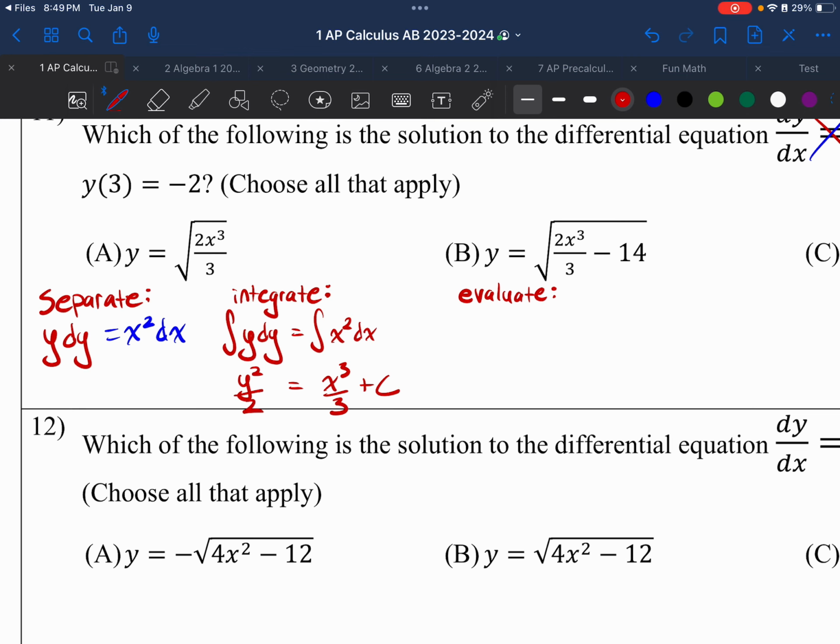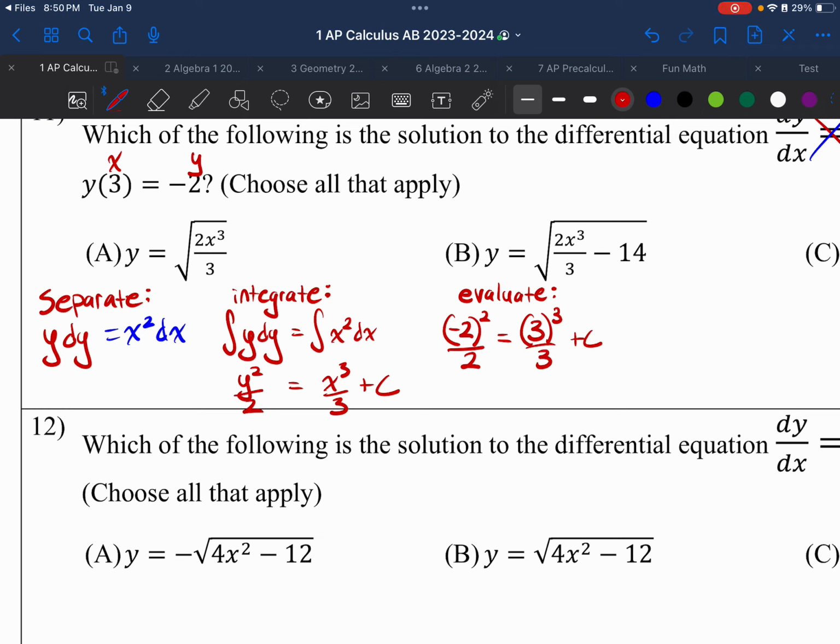So again, when it gives us extra information right here, this is telling me that the x coordinate is 3 and the y coordinate is -2. So let's go ahead and label that. So this y is going to turn into a -2. This x is going to turn into a +3. Rewriting that is going to give us (-2) in parentheses squared. If you just put squared without the parentheses, you technically will get it wrong. All over 2, and that's going to be equal to the x, which is 3. So 3 cubed over 3 plus c.